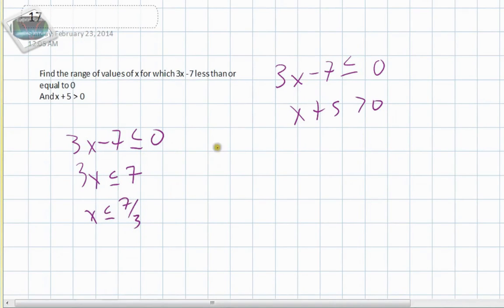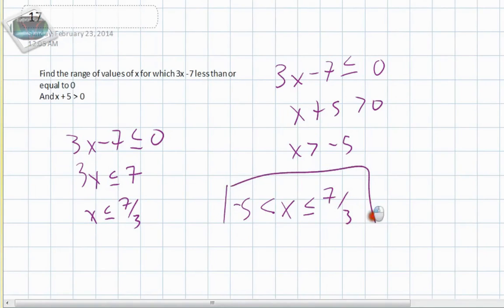And we're going to do the same thing with this one. So x is greater than negative 5. Okay, so this is what you want. You want x values that are greater than negative 5, but less than or equal to 7/3. Okay, and that's your answer.